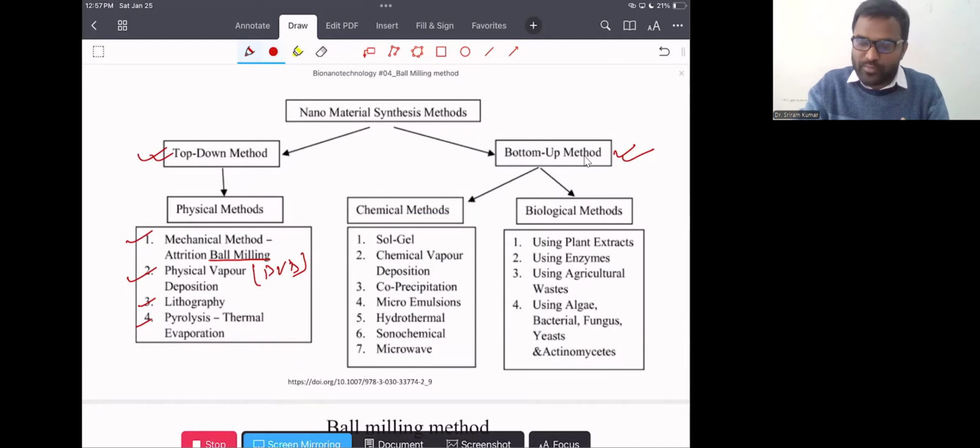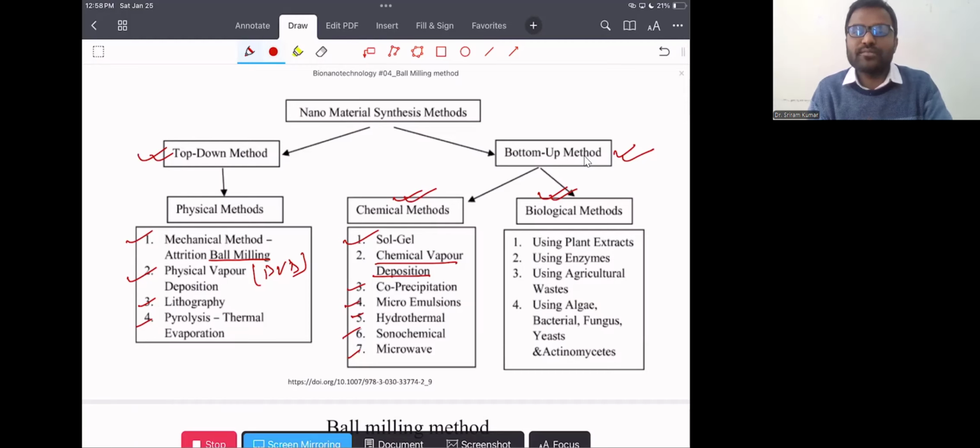In the bottom-up approach, we have two kinds of methods, the chemical method and the biological method. In the chemical method, we can start from the sol-gel technique, using which we can develop nanomaterials. Another is chemical vapor deposition, where we start with the vapor of that particular material and then deposit this material on the substrate. Then there are co-precipitation, microemulsions, hydrothermal, sonochemical, and microwave methods. These are very important chemical methods.